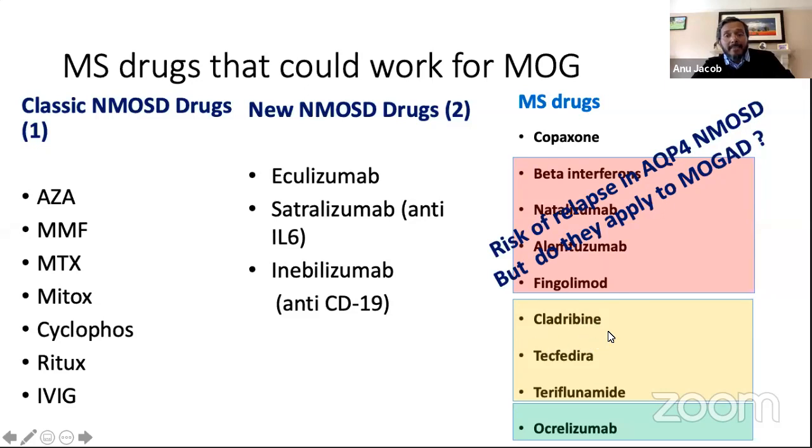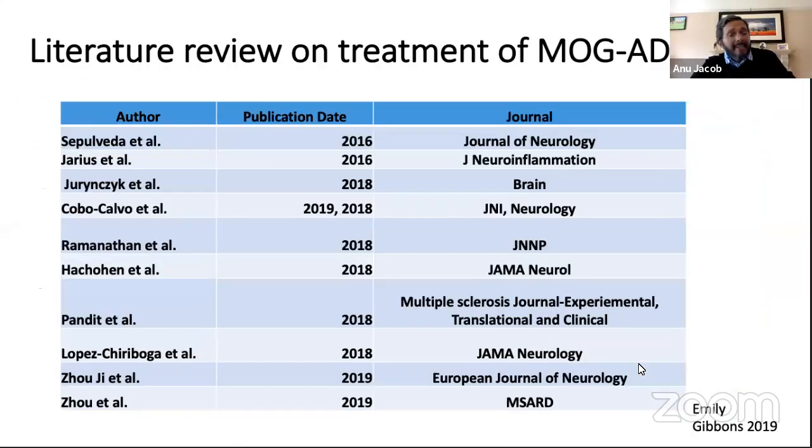These drugs like cladribine, teriflunomide, etc., they have immunosuppressive effects and they can be useful as immunosuppressants. And ocrelizumab is rituximab essentially. So there is a role for that. But in practice, what are people doing?